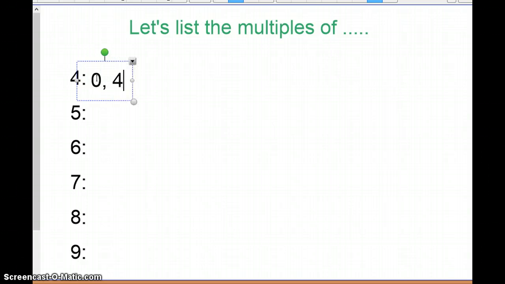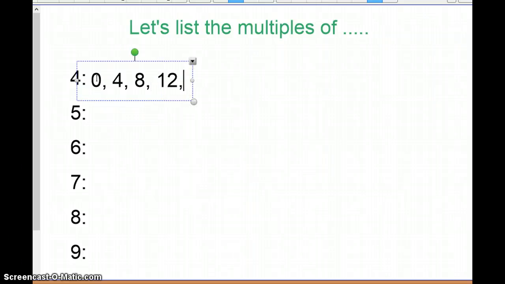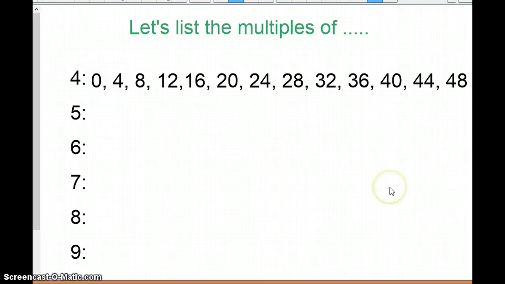4 times 1 is 4. 4 times 2 is 8. 4 times 3 is what? That's right, 12. 4 times 4 is 16, and so on. Okay, so here are all the multiples of 4 up to, we've done up to 12. So I've done up to 4 times 12.